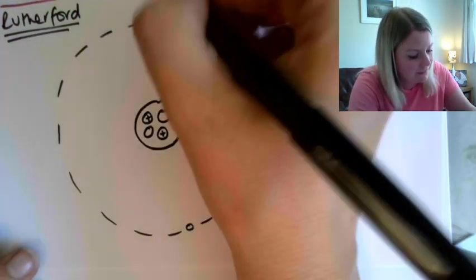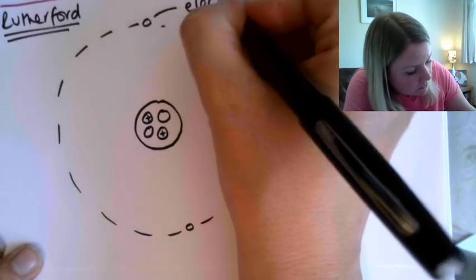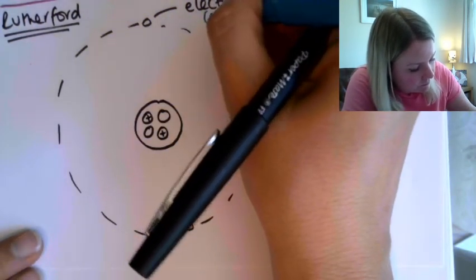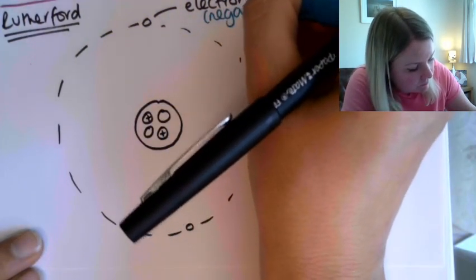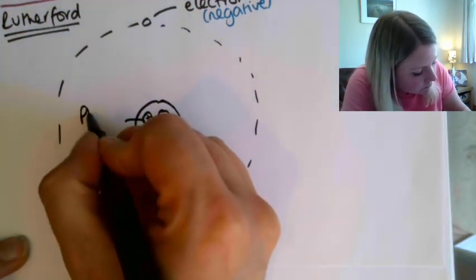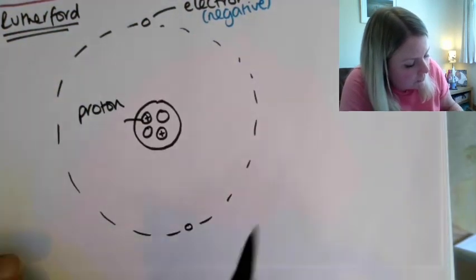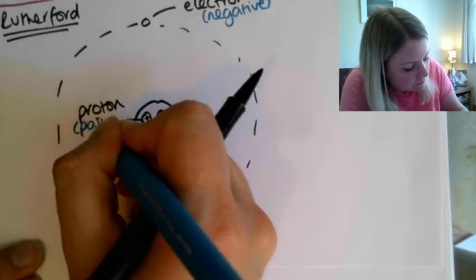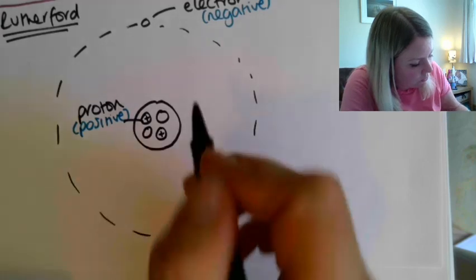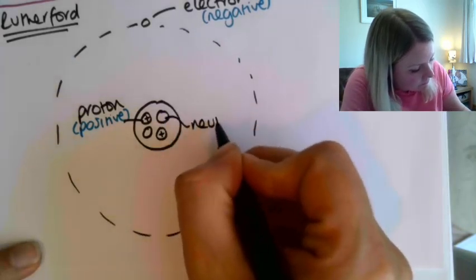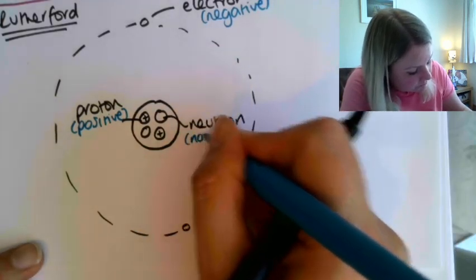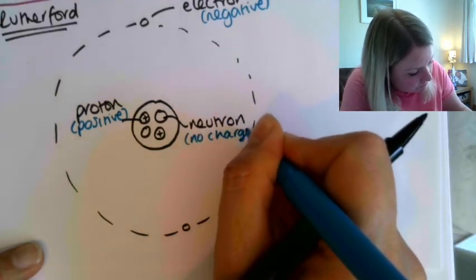So let's get labeling. So electron, and it's negative. We've got proton, and that's positive. We have our neutrons, which are neutral, no charge.